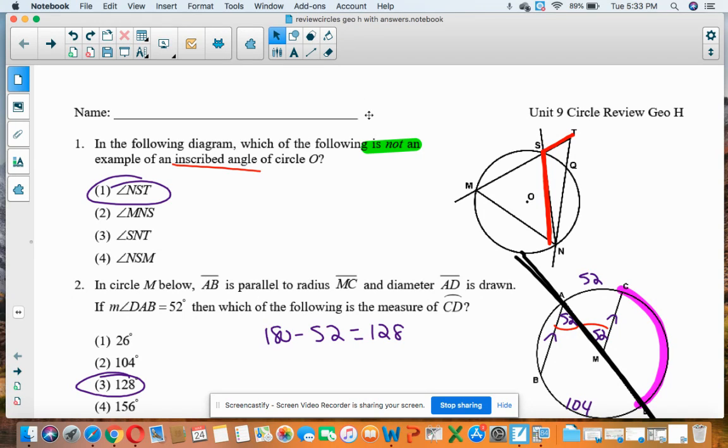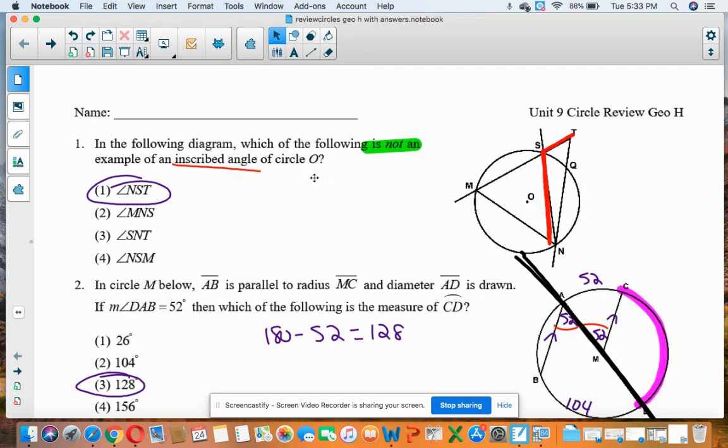And the second part of your test is going to be a link to a Google form. So both of those together will equal your test grade. And you have until Tuesday at midnight to do that. If you have any problems at all, please send me a message or email me and let me know if something's not working right or something's going on that I should know about. All right, so here are the answers to the circle review.